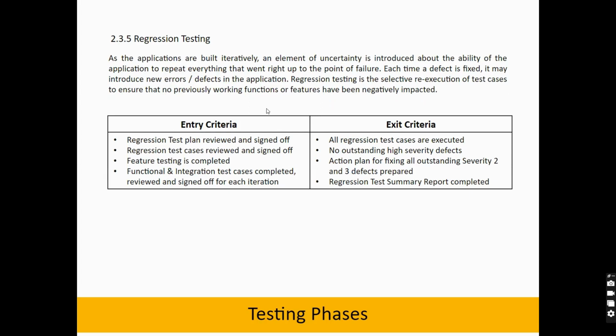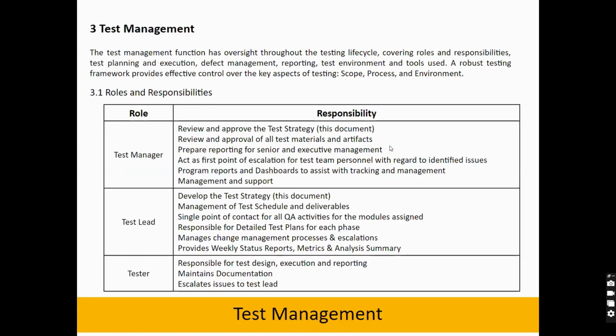In my regression testing, I need to say what my entry and exit criteria are. My entry criteria should be a regression test plan reviewed by my manager, scrum master or BA. Then the regression test cases are reviewed, because for my release I need to know which regression test cases are required, and how much feature testing is completed. I will give you this document, guys. This is very, very important. Always be ready: if somebody says test strategy, you need to explain each and everything.